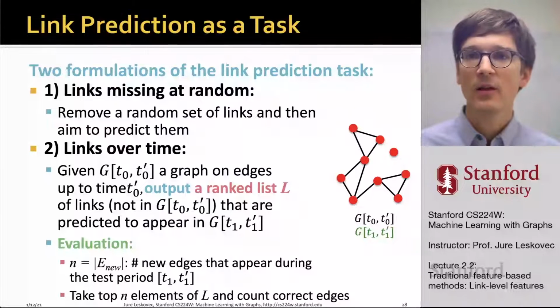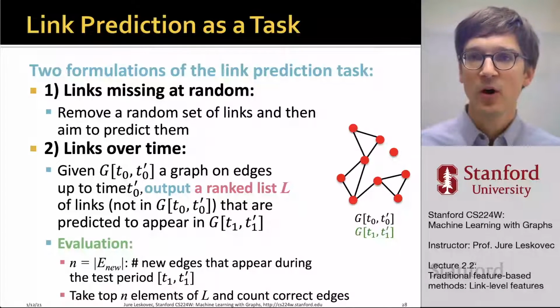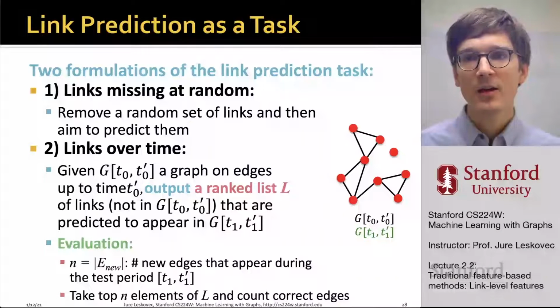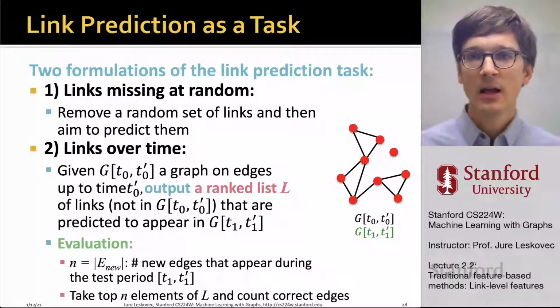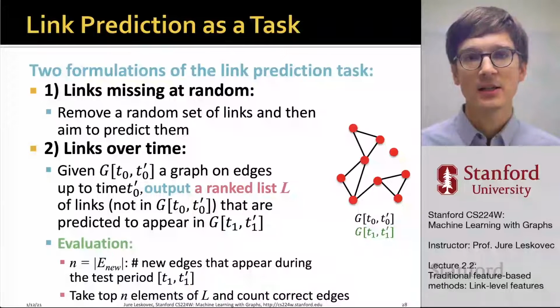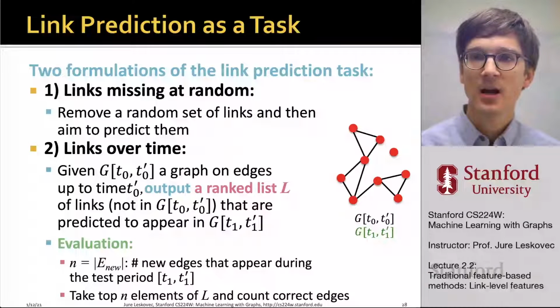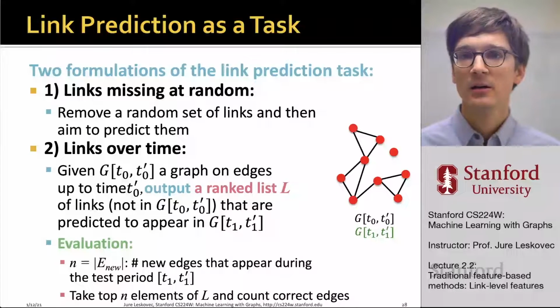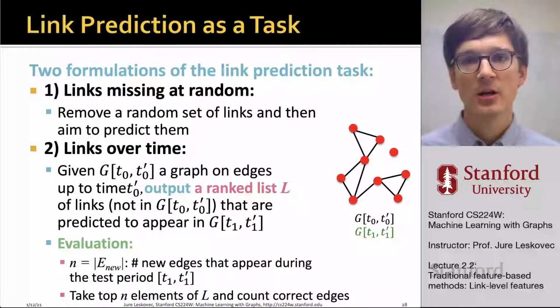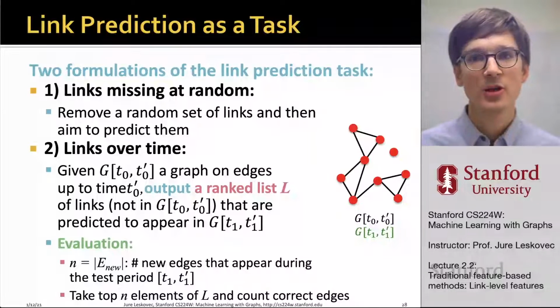So the way we will think of this link prediction task is two-way. We can formulate it in two different ways. One way we can formulate it is simply to say links in the network are missing at random. So we are given a network, we remove at random some number of links and then try to predict back those links using our machine learning algorithm. That's one type of formulation.